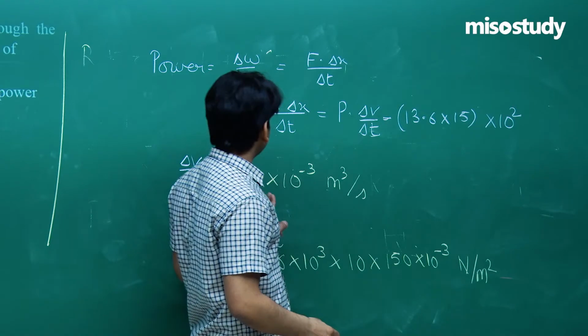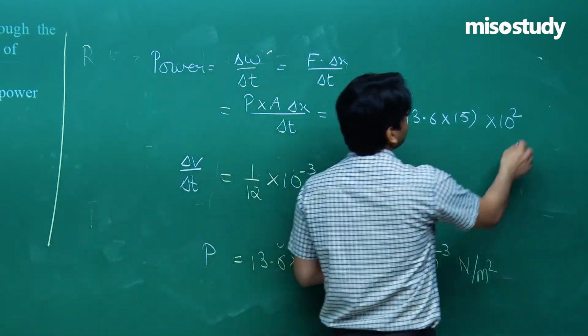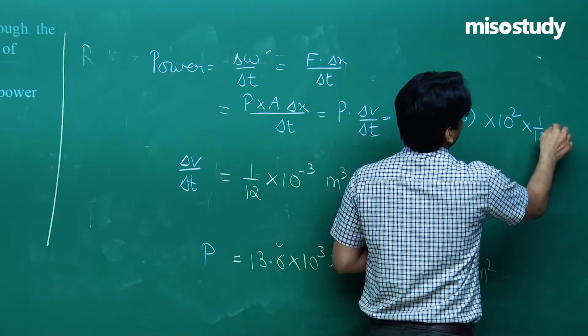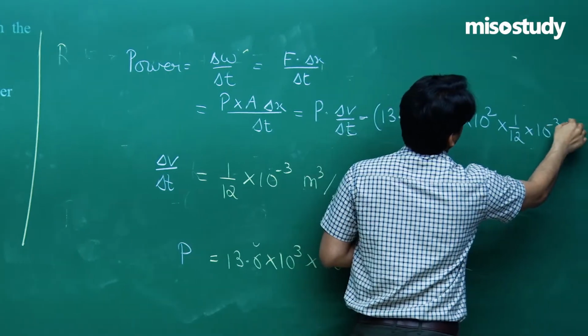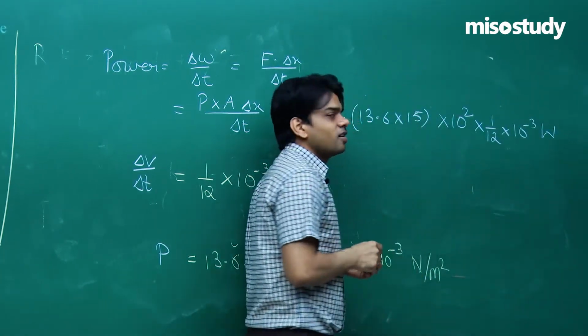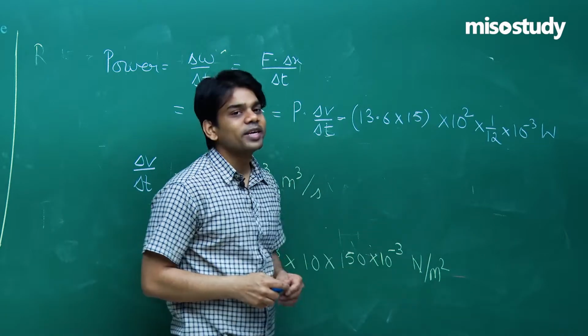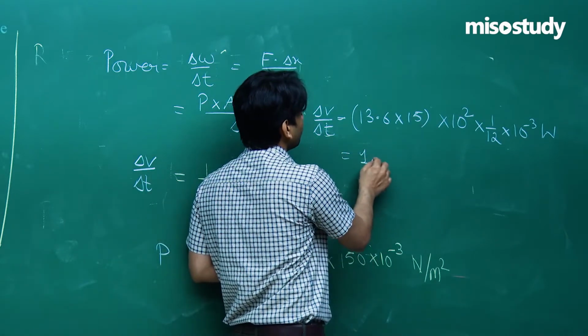Next, multiply this by 1 by 12 into 10 to the power minus 3. This is what you will be getting in watts. Finally, if you simply do the calculation, you will get the answer in very simple terms. It will be 1.17 watt.